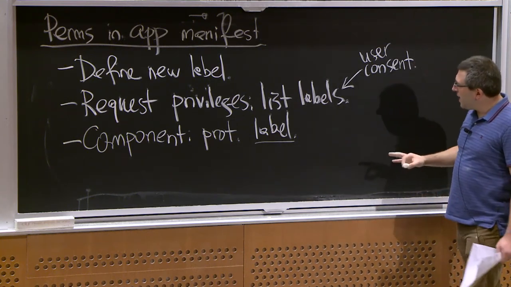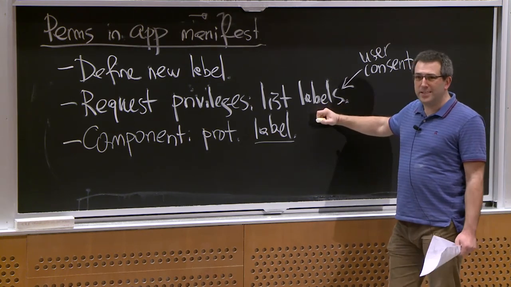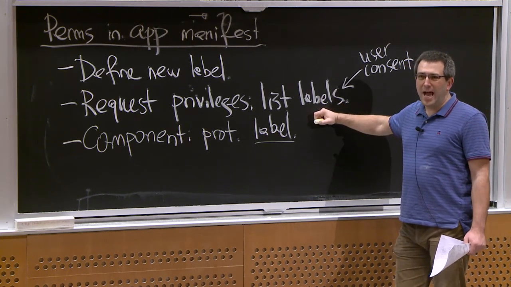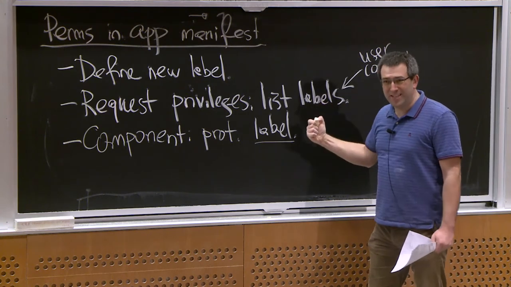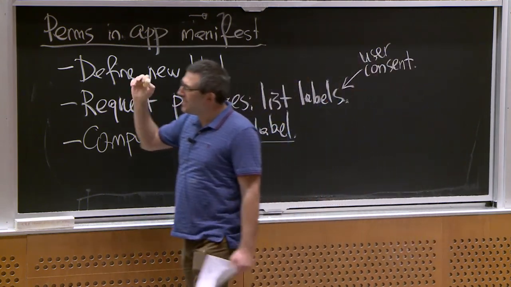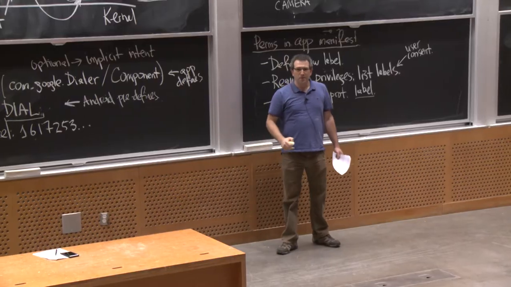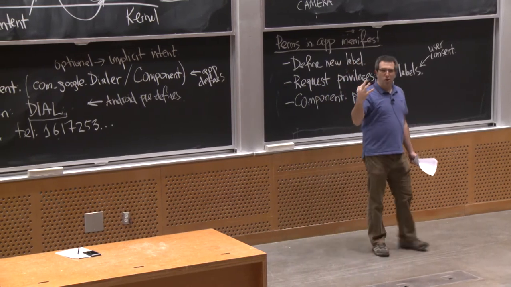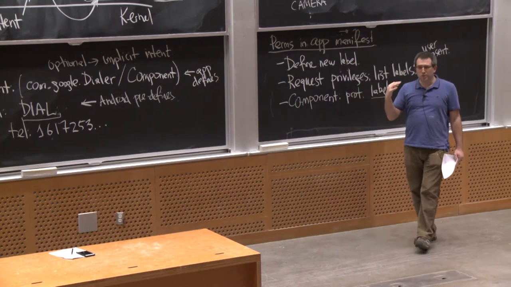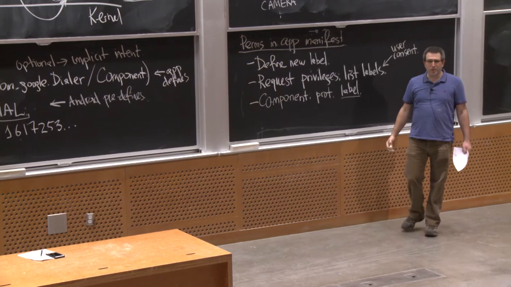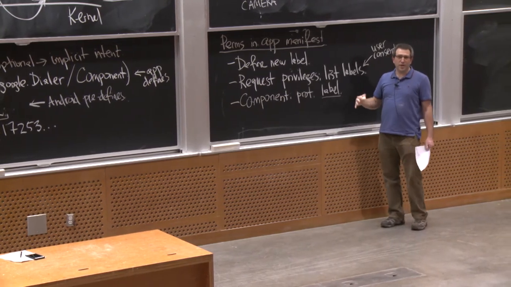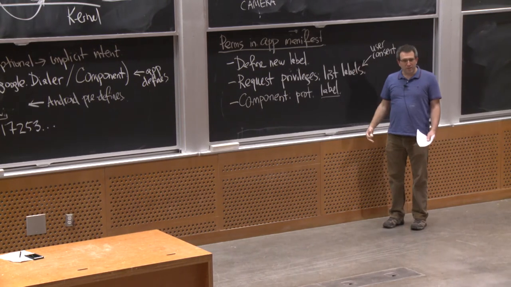They say that the new plan is, you still put these in your manifest. But when the app actually tries to exercise a privilege, when it first sends an intent that needs that privilege, the reference monitor will pop up a dialog box on your phone saying, this app really wants to use your camera or your location. Is that OK? And then you can say no, and then it will not have that privilege.